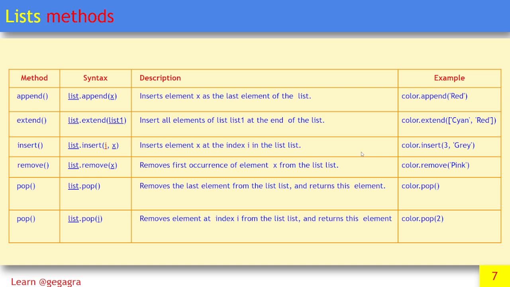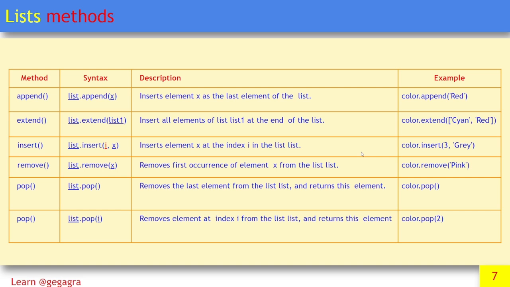Color dot append red. So whatever colors the color list is having will have a new color or new data, that is red. Okay, so a new element is added to the list. Next function, extend: list dot extend list.